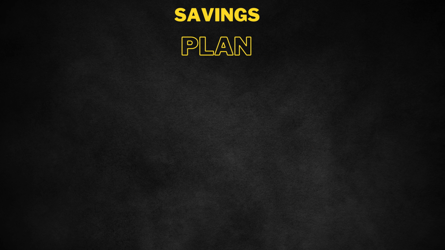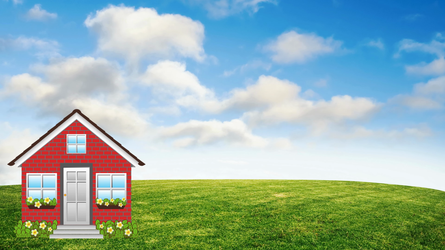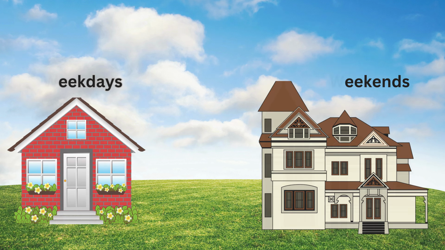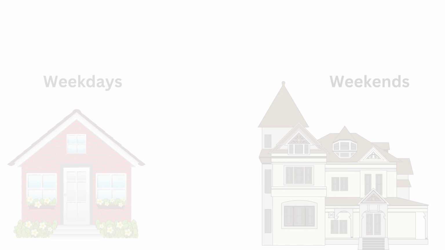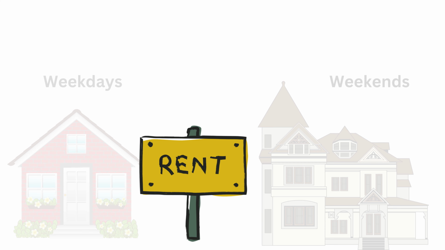Savings plan. Now think of a situation where you know you will be living in the same city for the next few years, but you like the flexibility of choosing different types of homes. Maybe a small apartment during the weekdays and a bigger house on the weekends. You find a housing service that lets you commit to pay a certain amount of rent each month for the next 1 or 3 years.